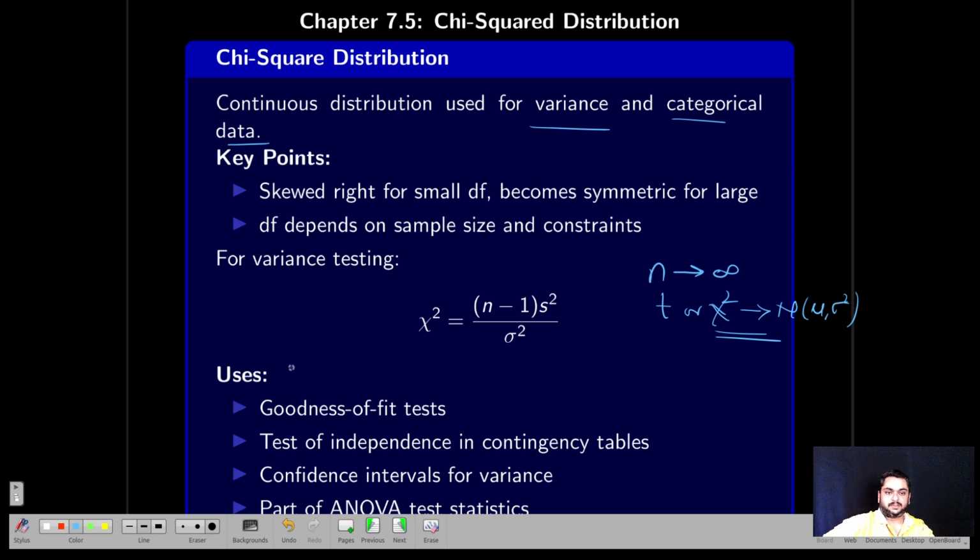So what are the uses of this chi-square distribution? The first one is for variance testing. This is the chi-square statistic. Like the t statistic and z score, the z test, t test and chi-square test, all these we conduct to test our data. This is given as n minus 1 times s square divided by sigma square. s square is the sample variance, and sigma square is the population variance. It is used for goodness of fit tests, tests of independence in contingency tables, confidence intervals for variance, and as part of ANOVA, that is analysis of variance.